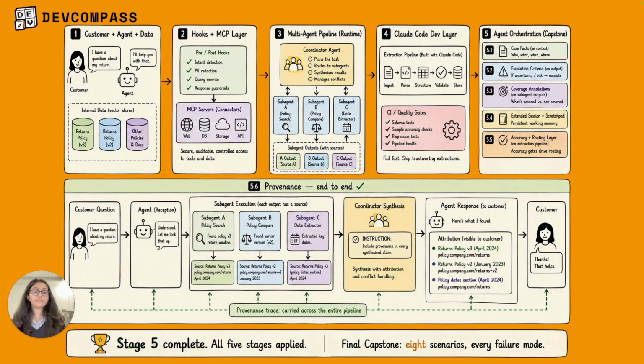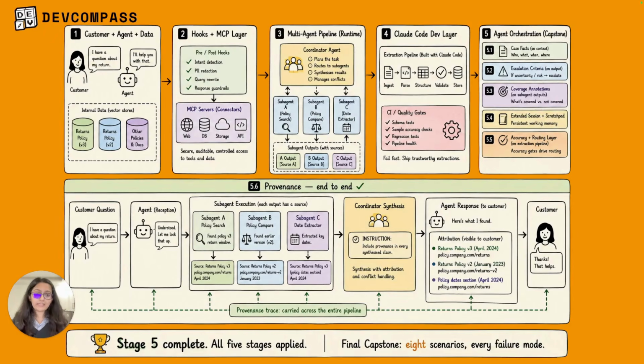Stage 5.5 is the accuracy and routing layer on the extraction pipeline: segment routing, field confidence, stratified sampling. And stage 5.6 is the provenance trace arrows through the multi-agent pipeline. Every sub-agent output tagged, coordinator synthesis with provenance instruction, customer response with source attribution. So stage 5 is complete, all 5 stages applied. The final capstone will have 8 scenarios, every failure mode. This is the system that you have built.